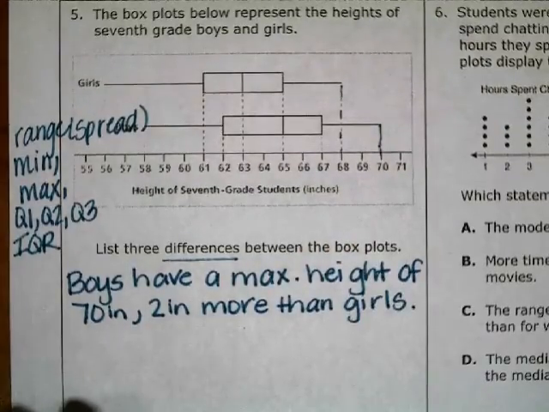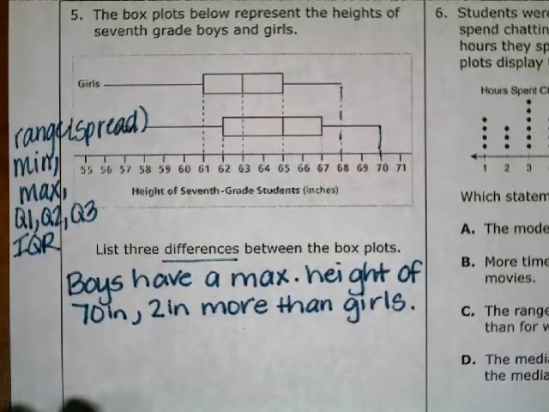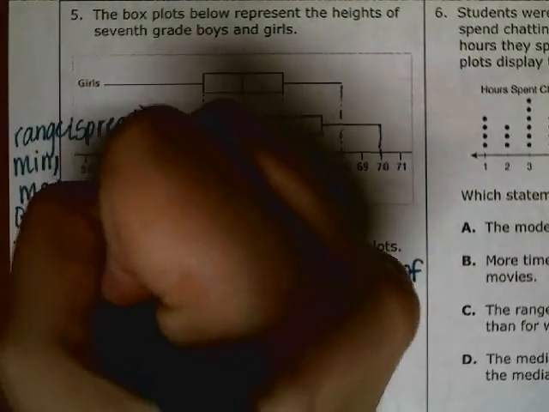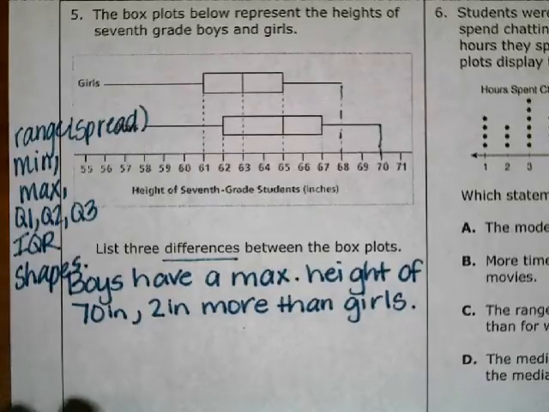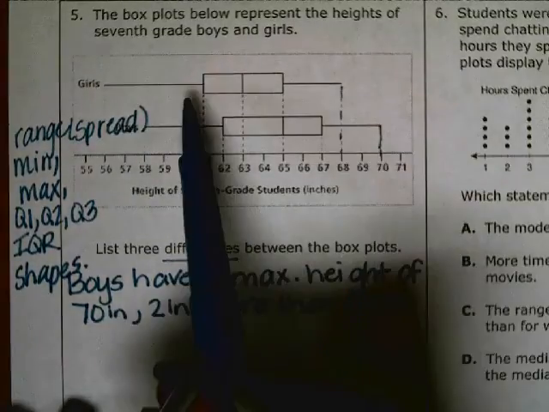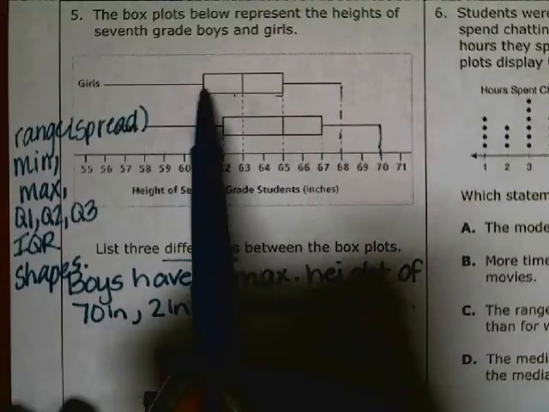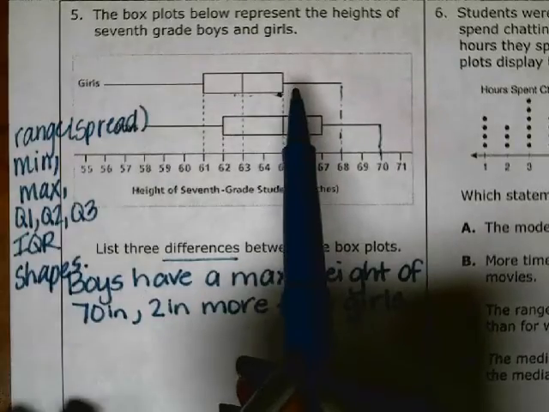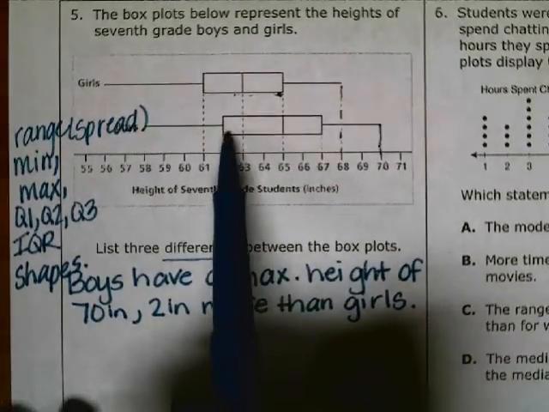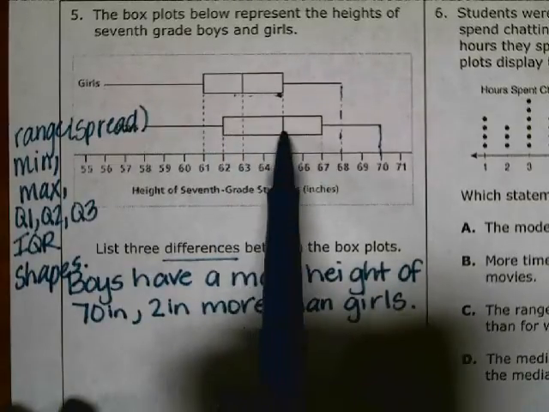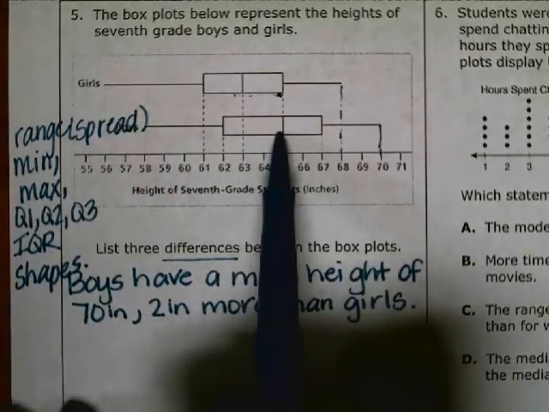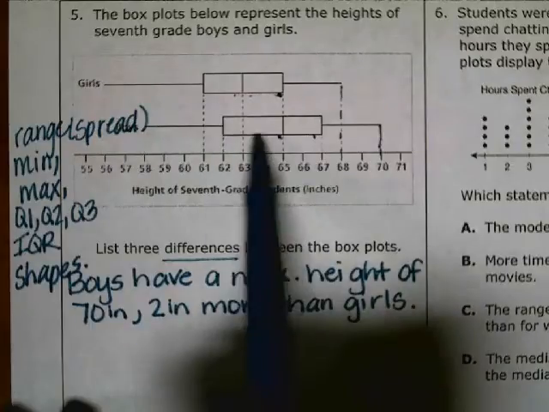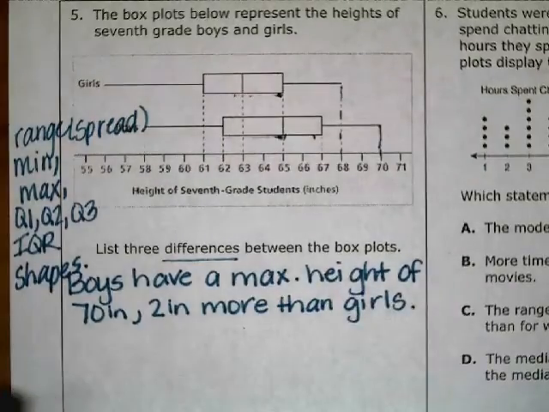One thing you can also do is look at their shapes. Shapes represent the left skews, right skews, symmetric. If you look at the girls, they have the same amount of distance on each side of the median. That represents a symmetric or bell curve. And then if you look at the boys, they have a larger distance between Q1 and Q2 than they do Q2 to Q3. So this represents a left skew. That also is a difference.